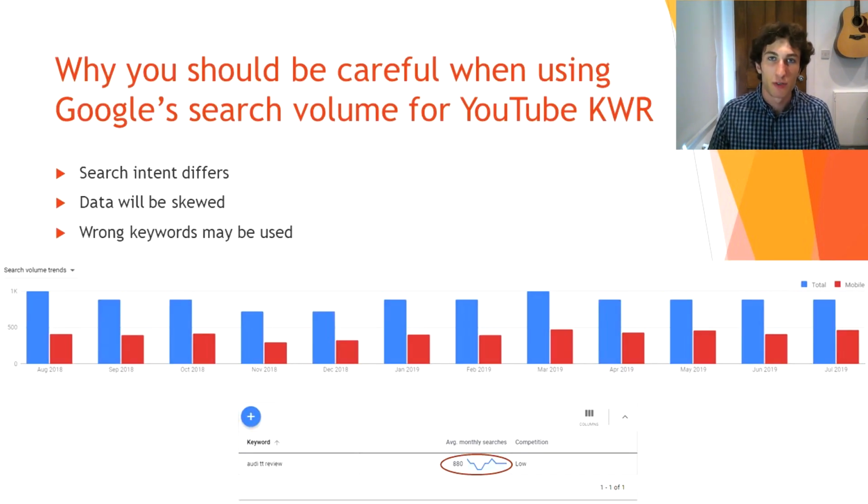So now that I've gone through the tools, I just want to quickly touch upon why you should be careful if you're conducting YouTube keyword research using Google search volumes. The first thing is that the search intent will always be different.